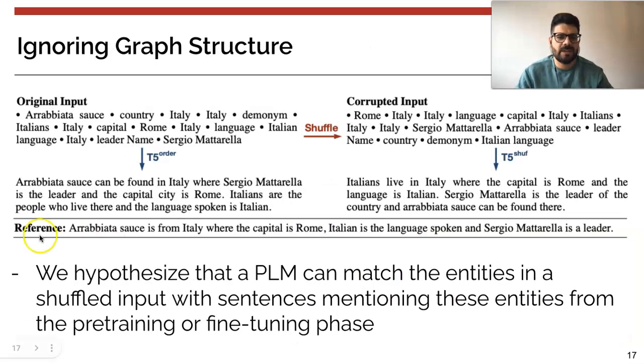Here we see an example of the original input for T5 and the text generated by T5, and here we have a corrupted input where we shuffled the triples completely, and we trained a T5 model with the shuffle. You see that the model is able to generate a very fluent and correct text. So intuitively, those models learn the relations between entities during pre-training and fine-tuning.